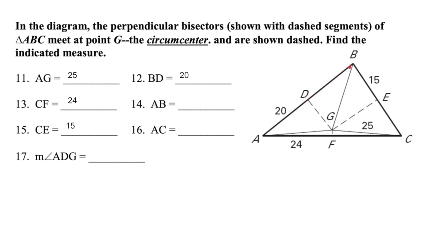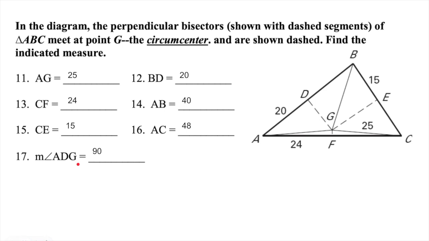Line segment AB is simply going to be AD plus DB, which is 20 plus 20, which equals 40. The same applies for line segment AC. It's going to be 24 plus 24, which is 48. And for the final question, the measure of angle ADG, we know that a perpendicular bisector forms a right angle, which is a 90-degree angle. So we know that the measure of angle ADG is 90 degrees.